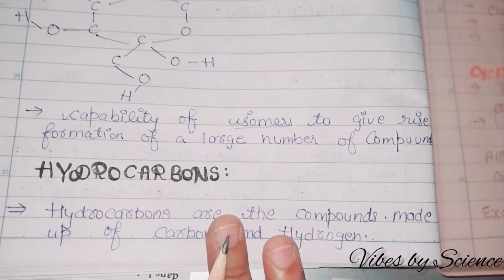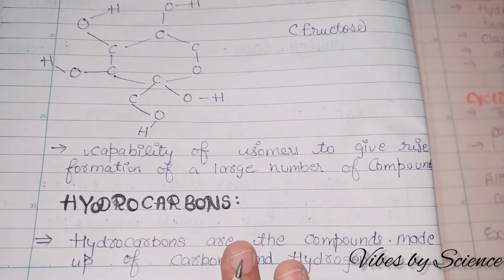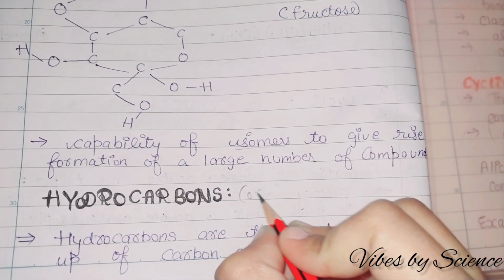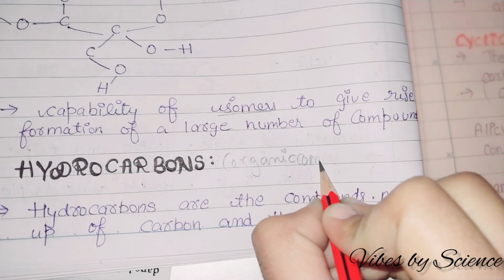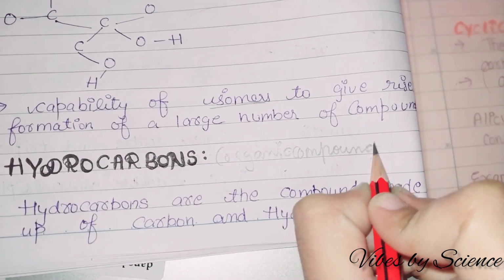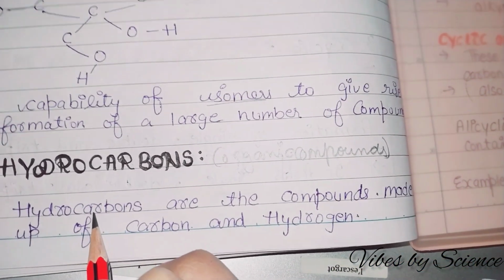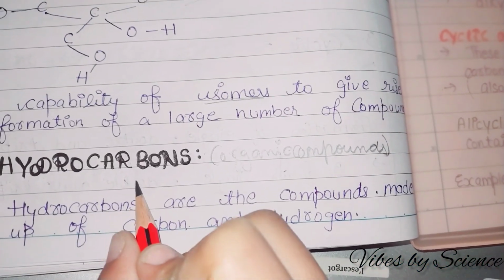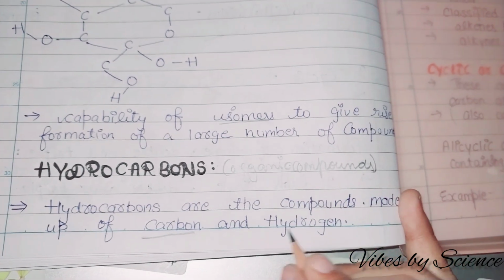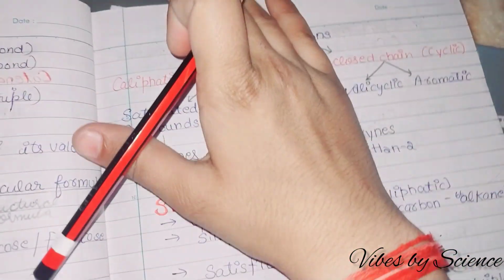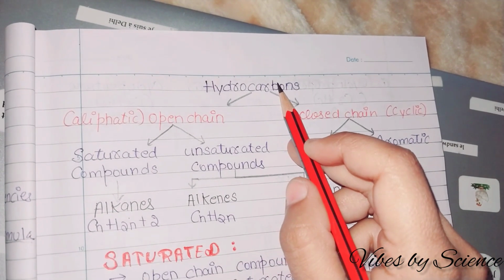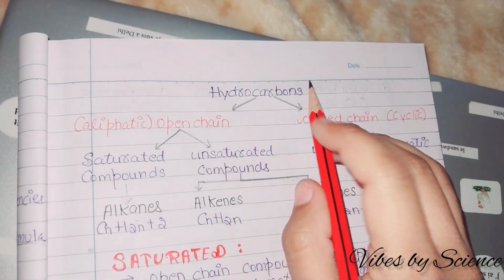Now hydrocarbons are also organic compounds. Fine. Hydrocarbons are the compounds which, as the name makes clear, are made up of carbon and hydrogen. Fine. Let's move forward. Next they are saying hydrocarbons. So we have some classifications of hydrocarbons.